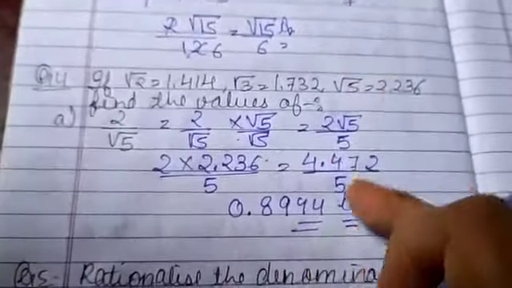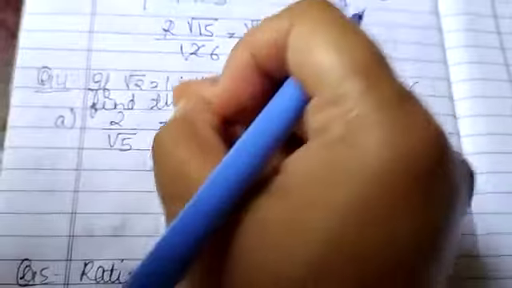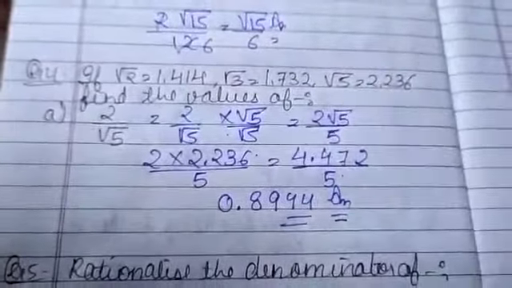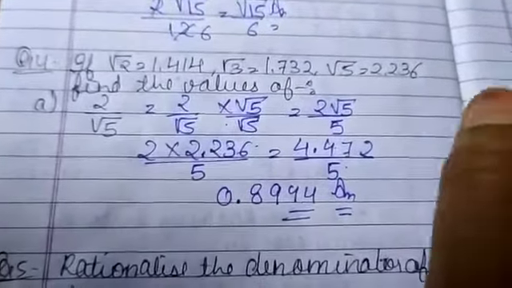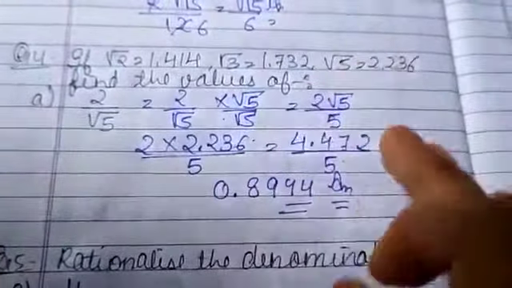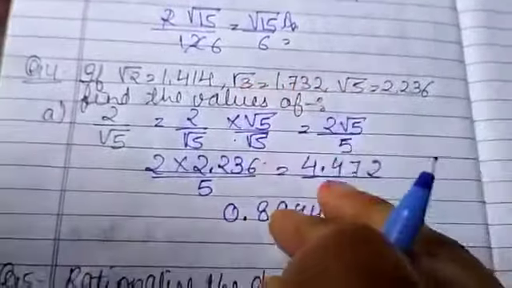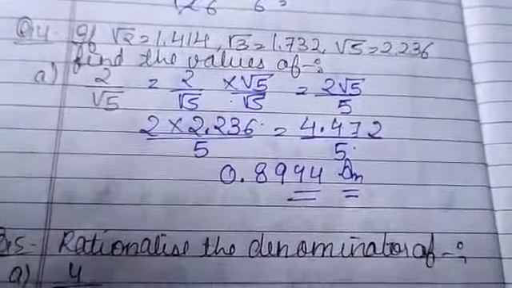Doesn't matter, here it is under root 5, but in other questions there may be under root 3, under root 2, under root 7, or whatever it is. Don't panic about it. Whatever values are given to you, first simplify it, then put those particular values and get your answer. And this whole process is called rationalization of the denominator.